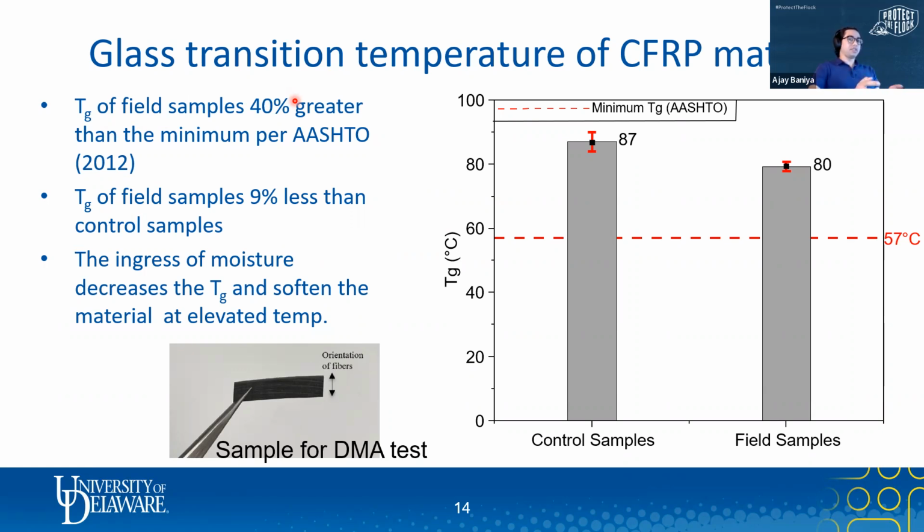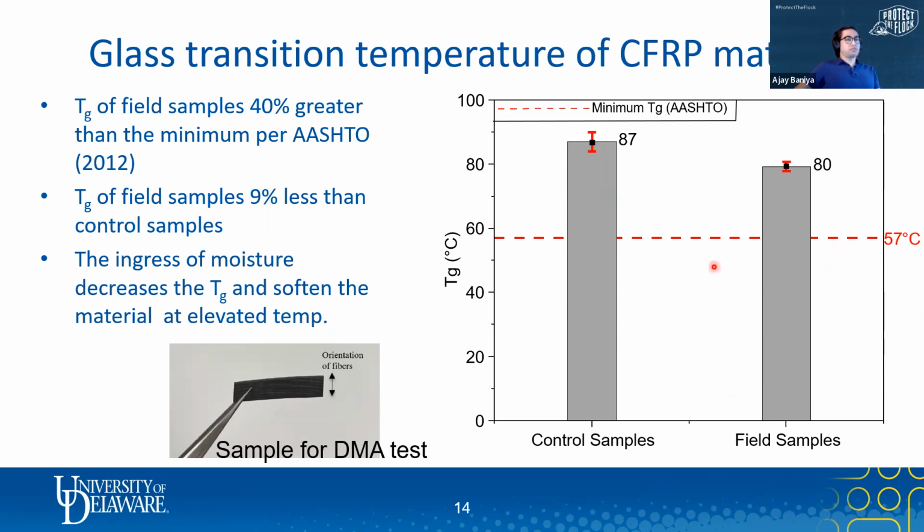In simple words, Tg needs to be higher than the service temperature, because as the temperature goes high, the stiffness and material strength decrease significantly. So we need to make sure the Tg is always higher than the maximum service temperature. And from the test, we found that the Tg of the field samples was reduced by 9% as compared to the control samples.